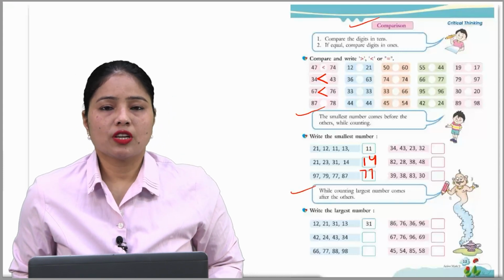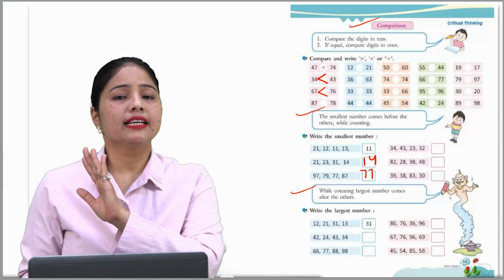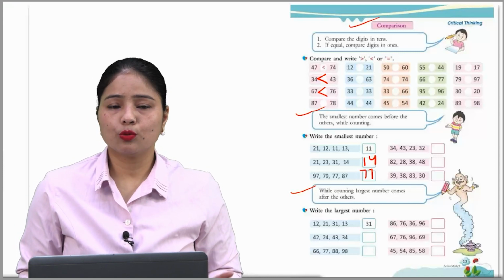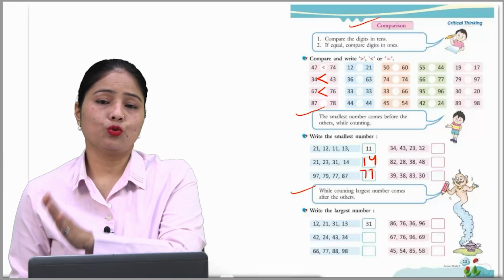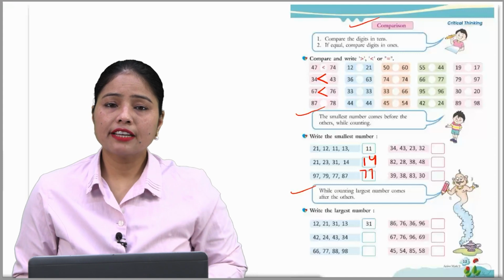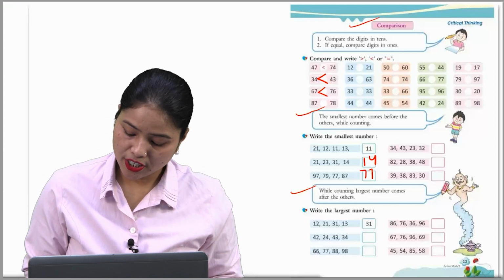Write the largest number. Now in this time you have to find the largest one. So first one is done. So move on next. 42, 24, 43, 34. So yes, we can say that 43 is the largest number.